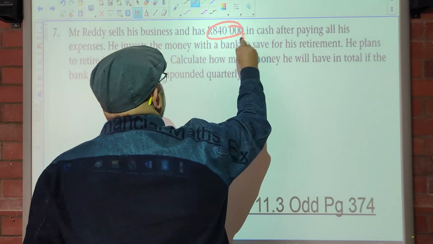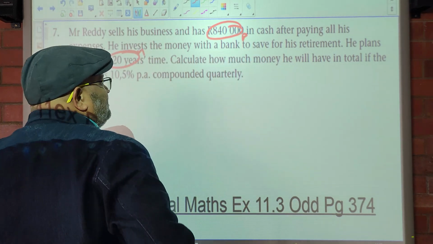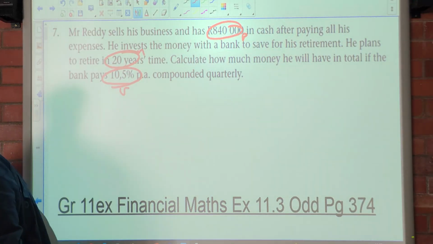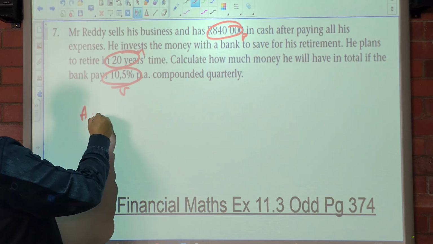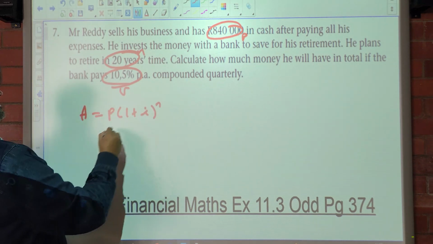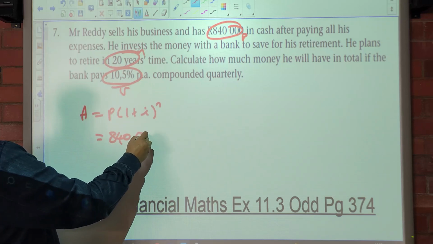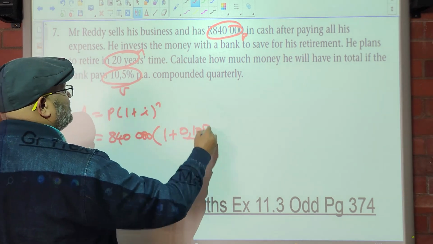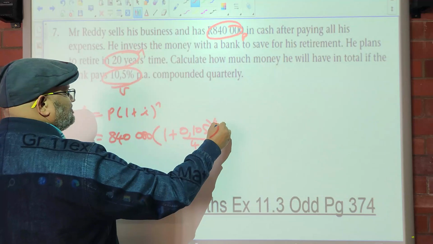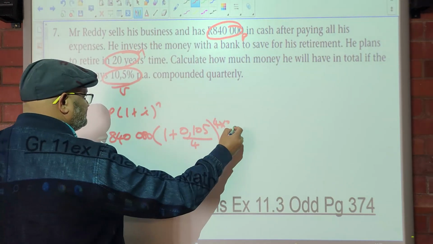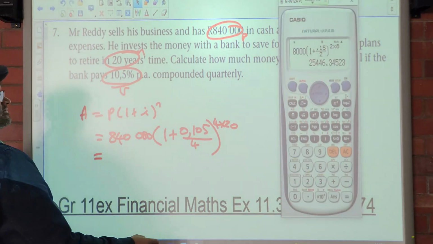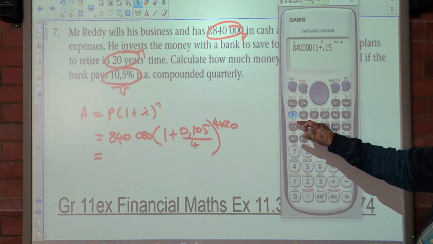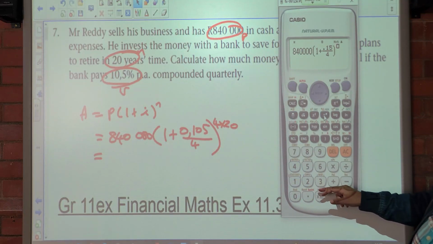This is your P. Calculate how much money you will have in total if the bank pays 10.5% interest rate, compounded quarterly. So my formula, A is equal to P into (1 plus i) to the exponent n. What's your P value? 840,000 rand into 1 plus i, 0.105 compounded quarterly, so it's over 4. The exponent 4 times 20. Fairly simple. 840,000 into 1 plus 0.15 over 4 to the exponent 80.